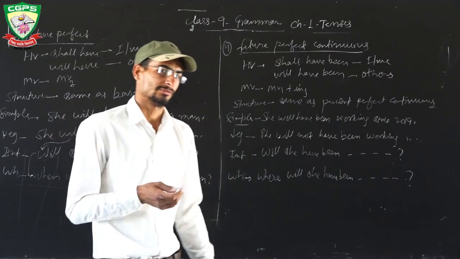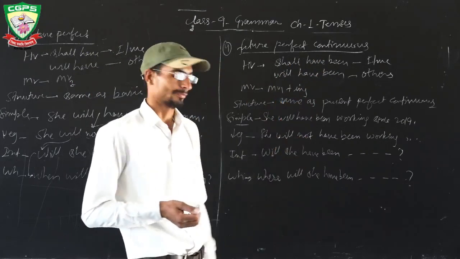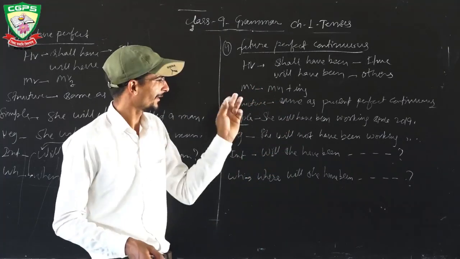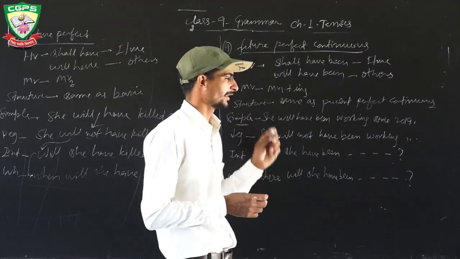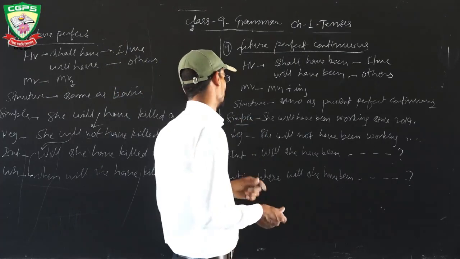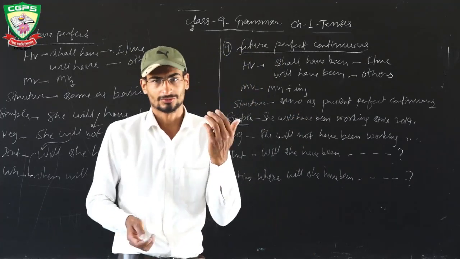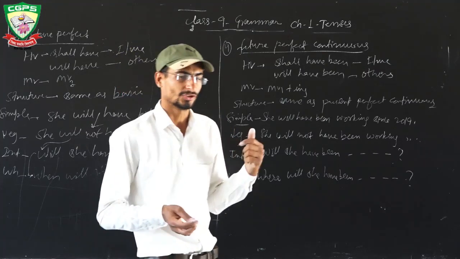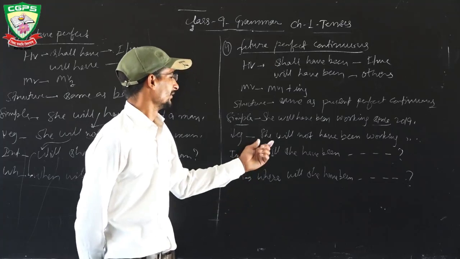Future perfect continuous. Future perfect continuous, the meaning is same. Continuous verb is verb first form plus ing. Helping verb is shall have been and will have been. Shall have been for I and we, will have been for other type of subjects. Next, the structure is same as present perfect continuous and past perfect continuous. दोनों की structure है उसकी तरह ही होगी इसकी. Next simple sentence: She will have been working since 2019. Since 2019 is a fixed time, that is uncountable. So for uncountable time since is used.